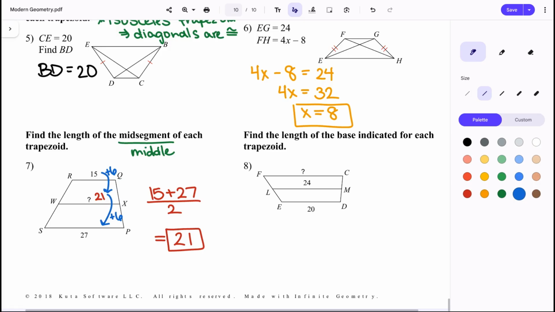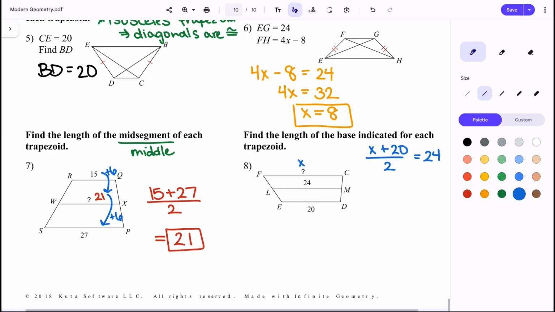So if you look at number 8, there's 2 ways that we could go about doing this one. Like we could set up an equation if we wanted to, where we don't know what this side is, where the question mark is. So we could call that x if we wanted to. And you could do x plus 20 divided by 2, because we'd still be finding the average, but this time we know what the average came out to be. We know it came out to be 24. Okay, that would be one way.